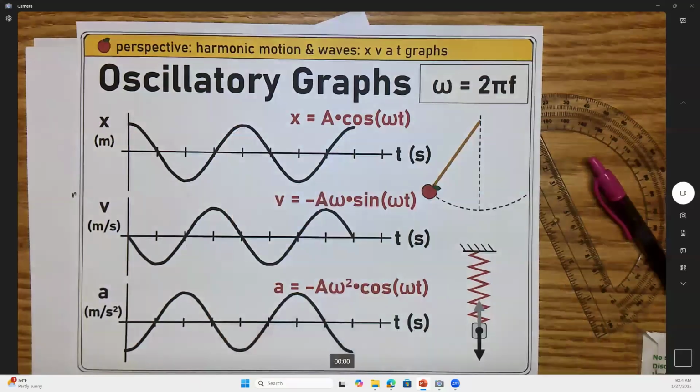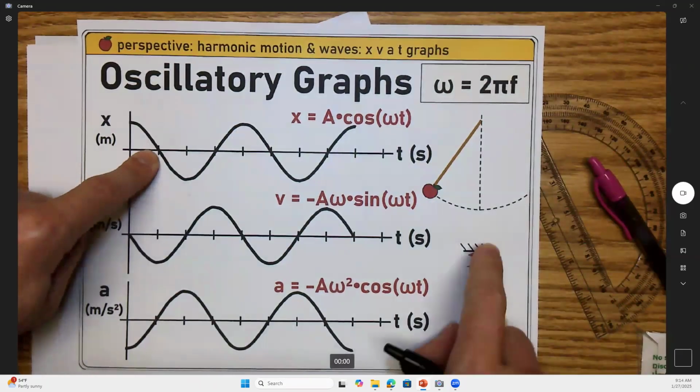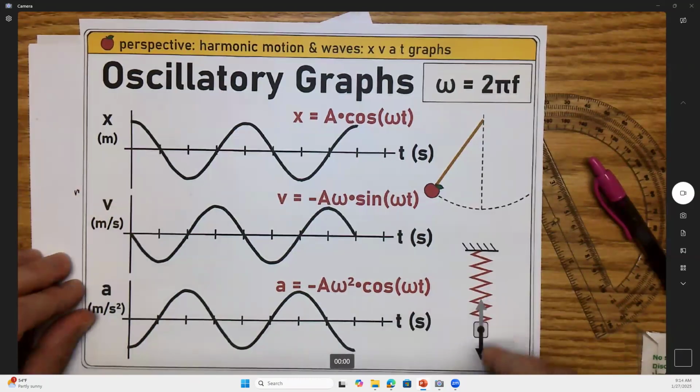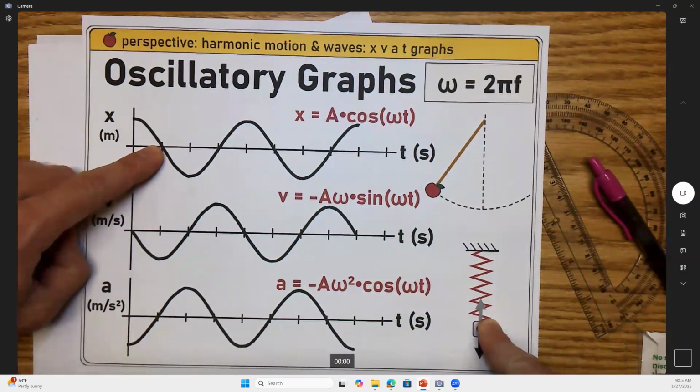For that x graph, when it hits the line, is that the point of equilibrium? Yeah. So this point right here could correspond to this point right here. And if this mass is oscillating up and down, up and down, maybe it eventually settles at some point. Yeah, that could also represent the point that it eventually settles at.